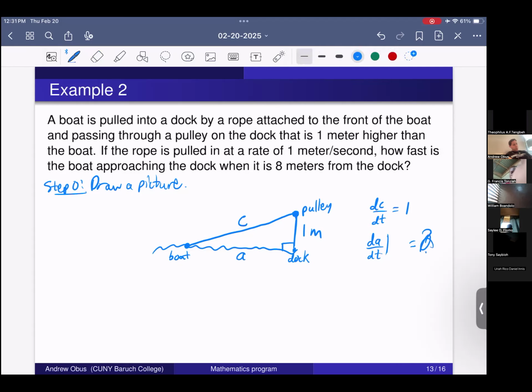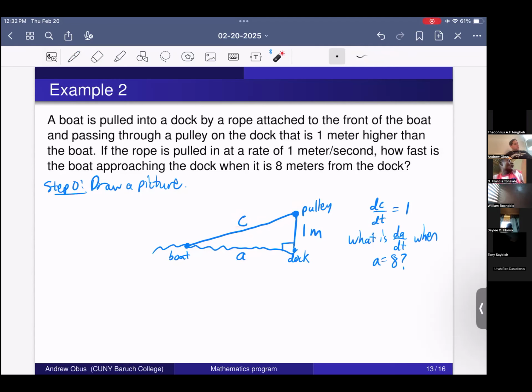Maybe I'll just write it out in words. So what is dA dt when A equals 8? That's what this question is saying. It's saying if C is decreasing by 1 meter per second, because that's how fast the rope is being pulled, then how fast is the boat getting close to the dock? So you're given dc dt, and you want to know dA dt.